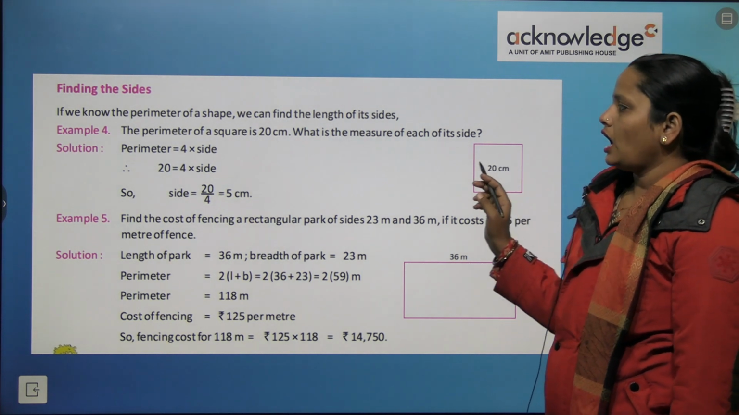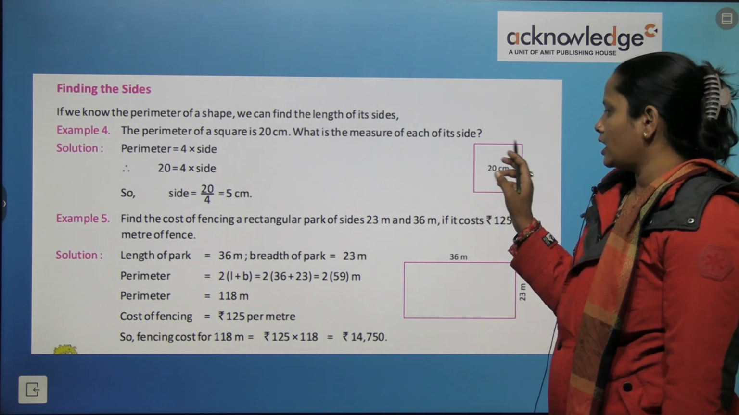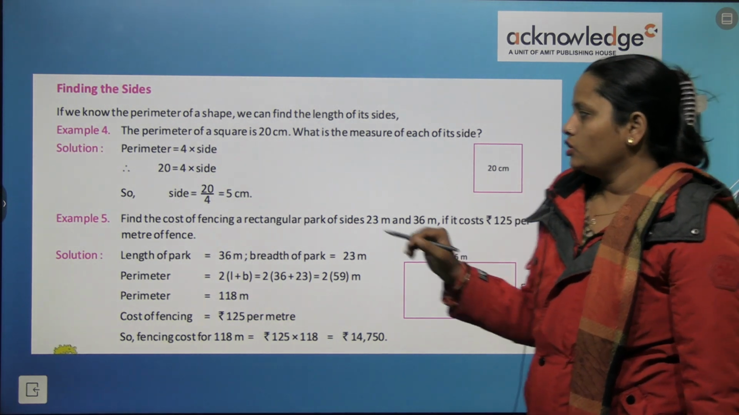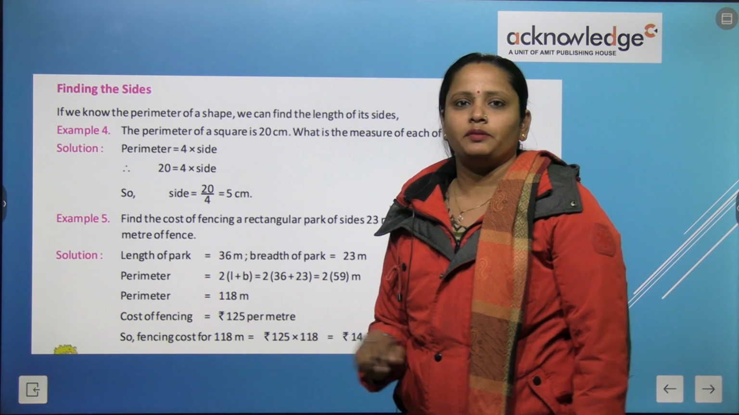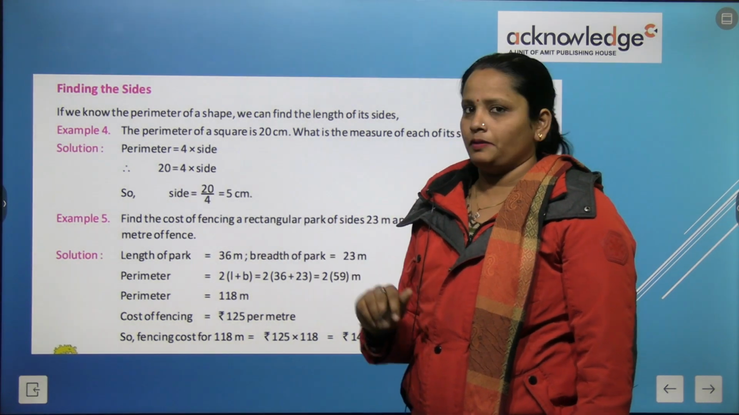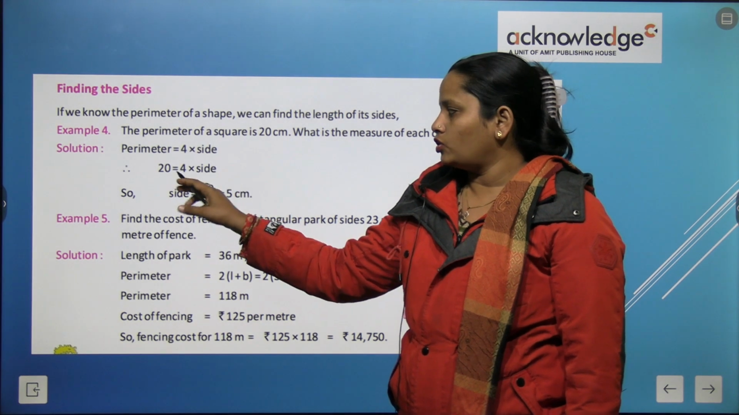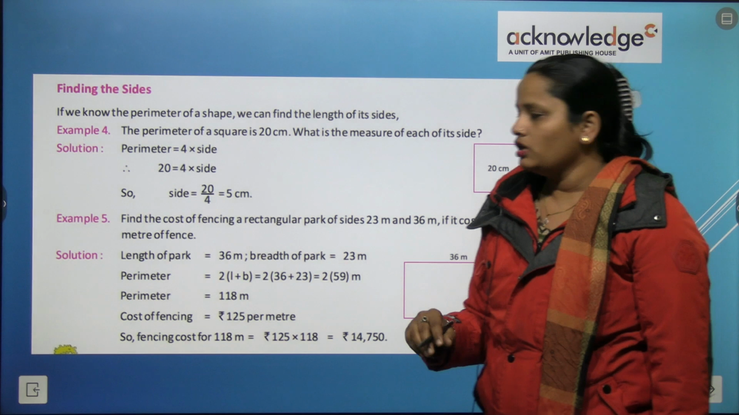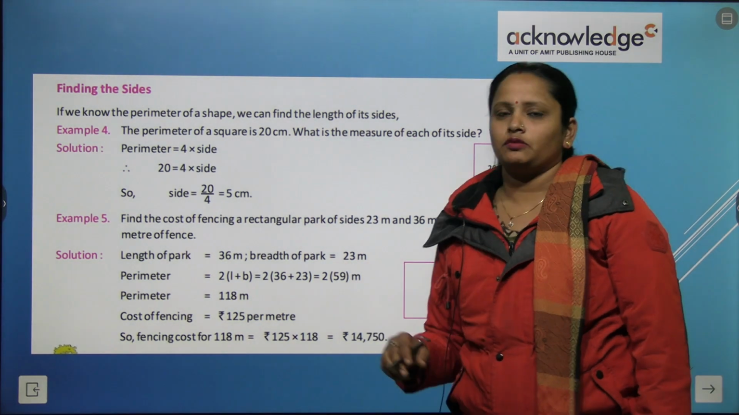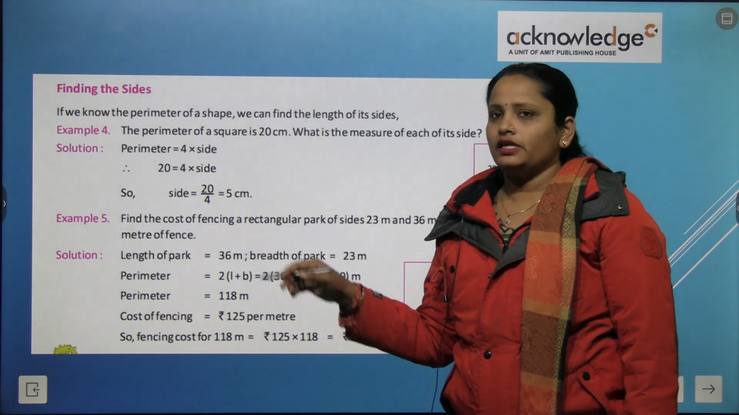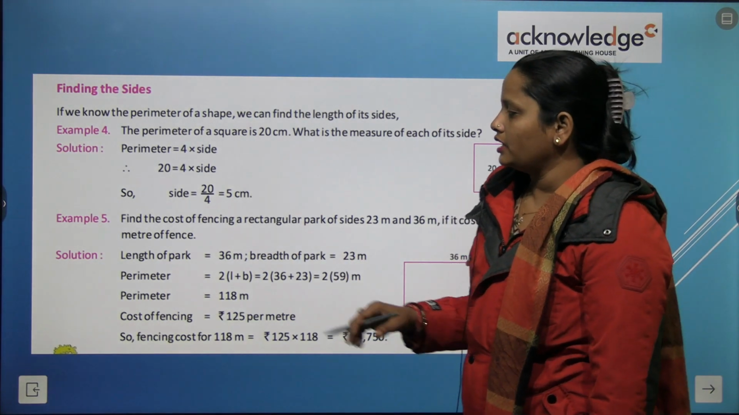So here the perimeter is given, children, we have to find the side. So we have to find one side. As we know, the formula of perimeter is 4 multiply side. So we have the perimeter, the side is not known, so we will do cross multiplication, after which 20 will be divided by 4. So the answer is 5. That means that one side is 5 centimeter. Similarly, let's see another example.